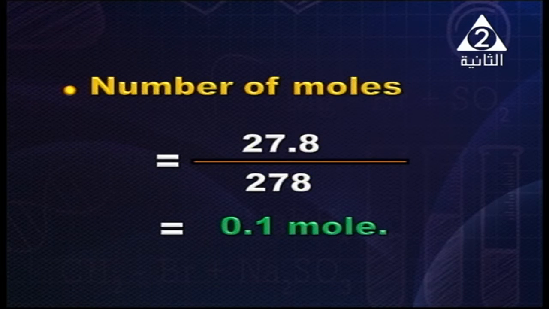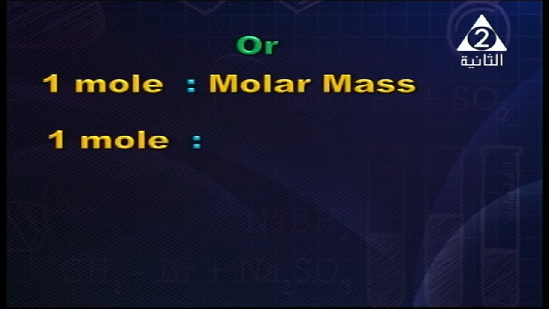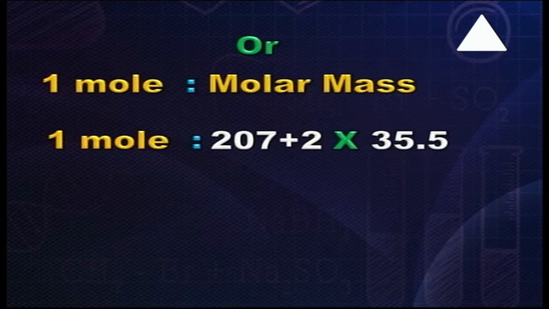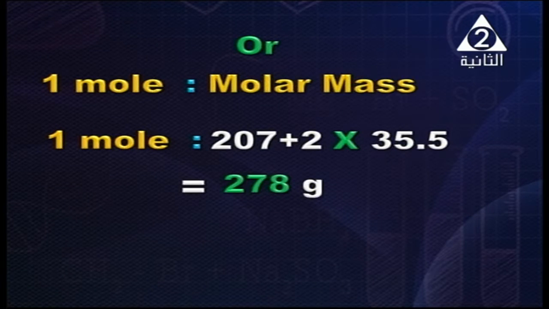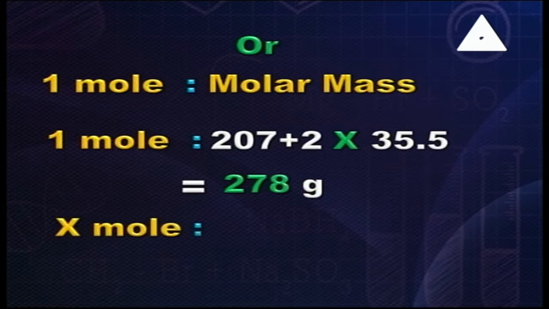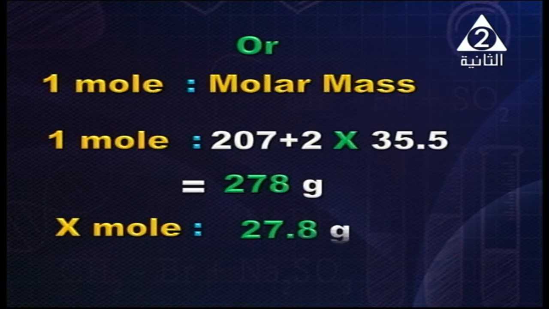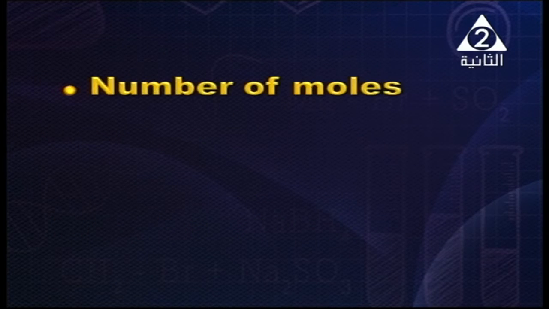I have another method? Sure, I have a different method for the answer. I can say here 1 mole to molar mass, 1 mole to 207 plus 2 by 35.5. Now, what do you do? Cross multiplication here to find the x to 27.8.